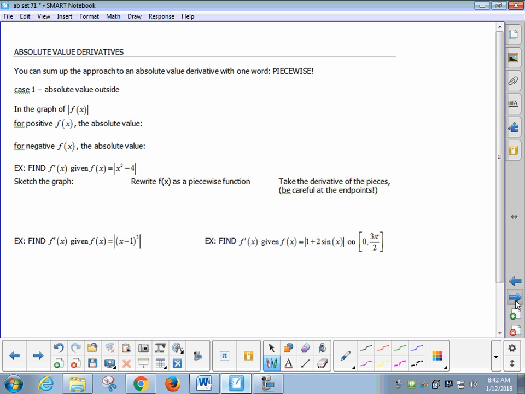So say you looked at any graph f of x. If f of x's graph looked like this, something like that, then what would the absolute value outside look like? What happens to the graph when you take the absolute value? Yes? Below the x-axis just goes up. Okay, perfect. So it would look like this.